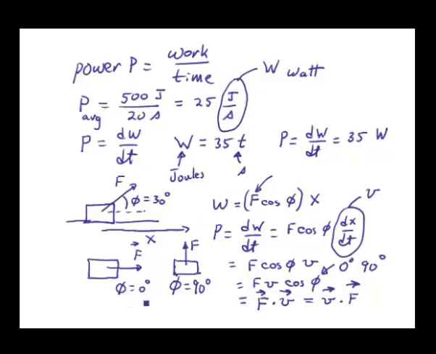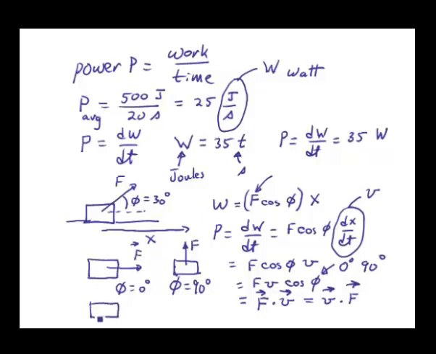Now, for 0 degrees, I had the most power I could get with the given amount of force, and so I would be making the block go faster and faster and faster. I'm adding energy to the block. Here, at 90 degrees, I'm adding no energy to the block.